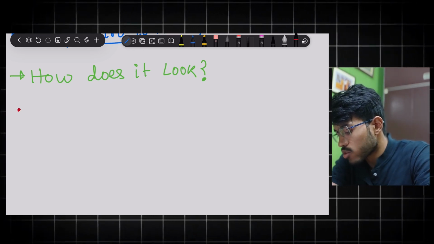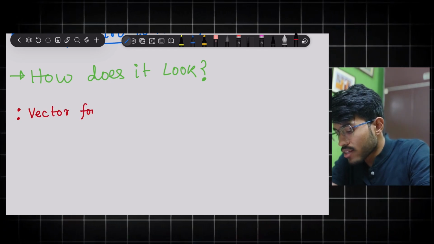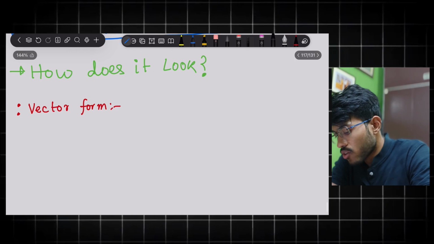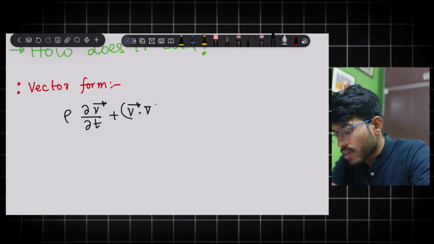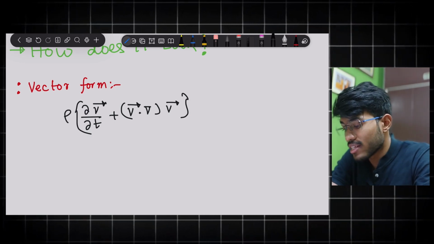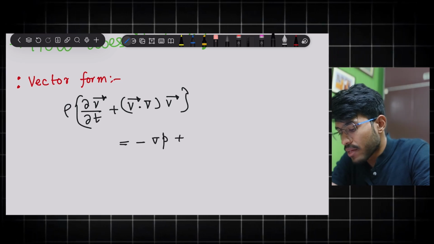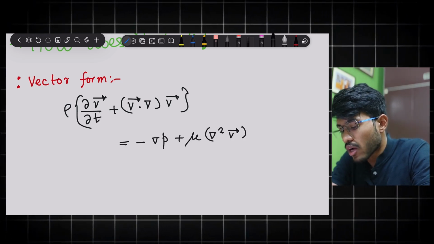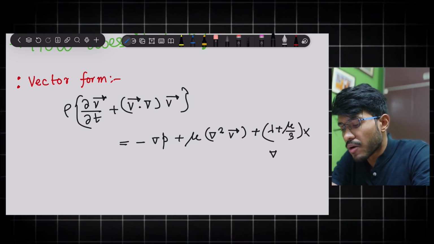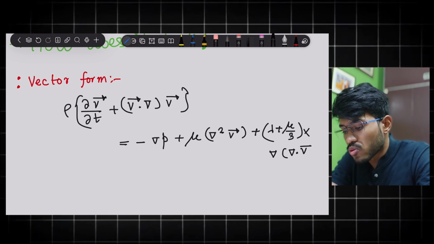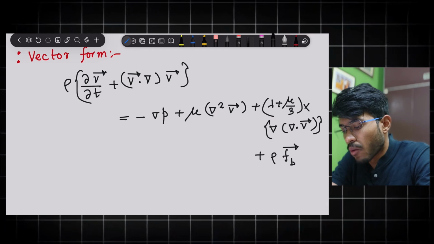I think most of us know it, but there is something else that I need to tell. So the vector form is rho into (del v by del t plus v dot del operated on v, not into v actually) equal to minus grad p plus mu into del square v plus (lambda plus mu by 3) into gradient of divergence of v, plus the body force.